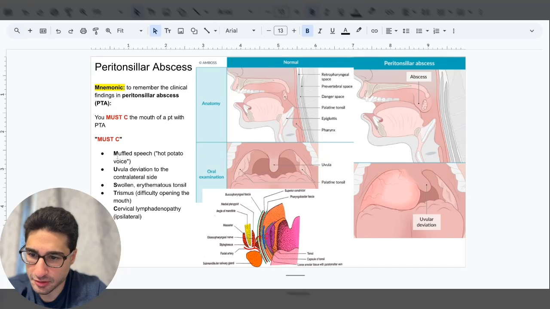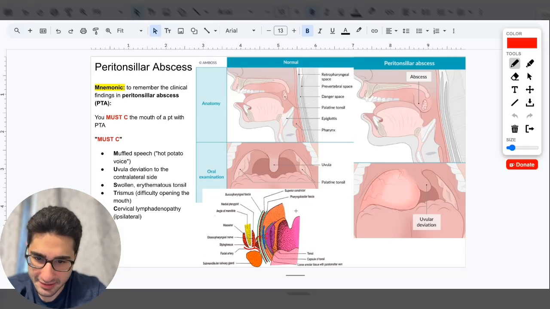So the M is for muffled speech, U for uvula deviation to the contralateral side, S for swollen erythematous tonsil, T is for trismus, which is the difficulty opening the mouth, and C is for cervical lymphadenopathy on the ipsilateral side, most commonly.